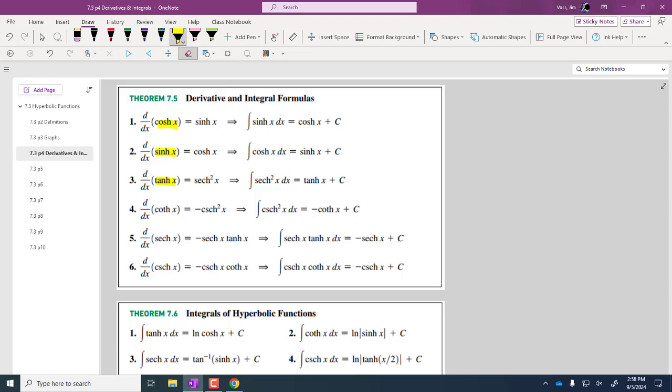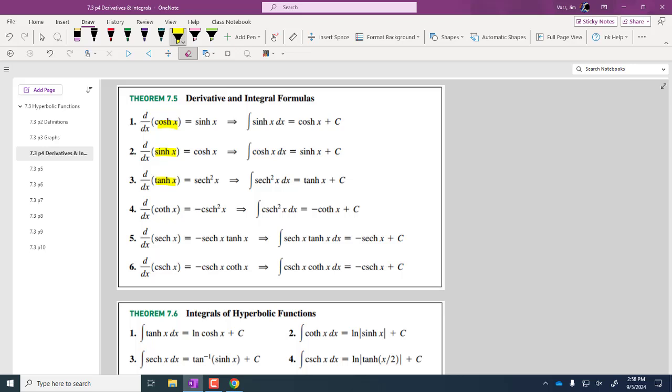In trig, the derivative of cosine is negative sine, but there are no such derivatives here. Like in trig, all the co-functions have negatives, right? The derivative of cosine is negative. The derivative of cosecant is negative. The derivative of cotangent is negative. Here it's not totally different, but it's different.